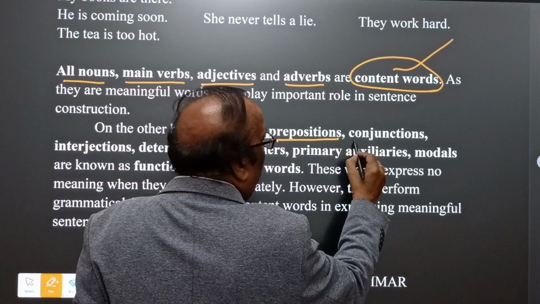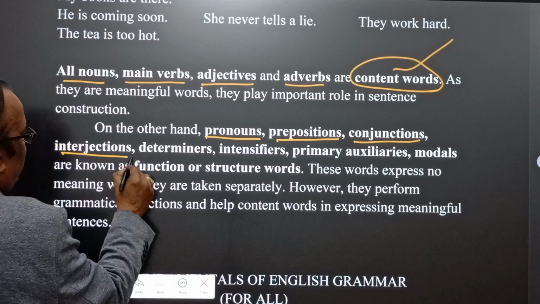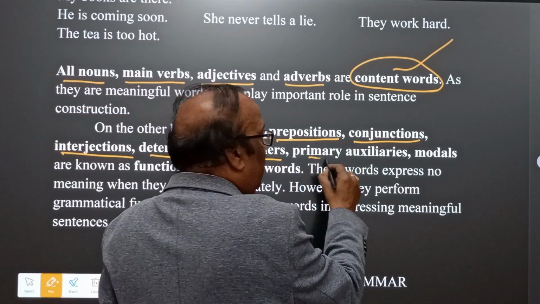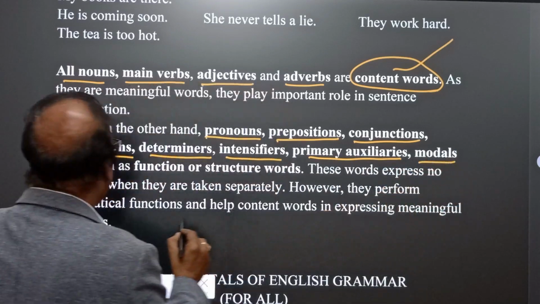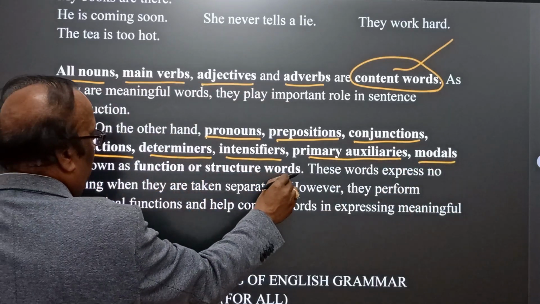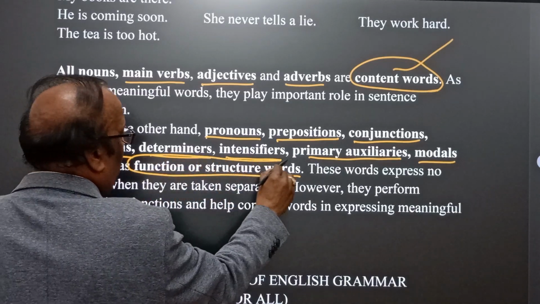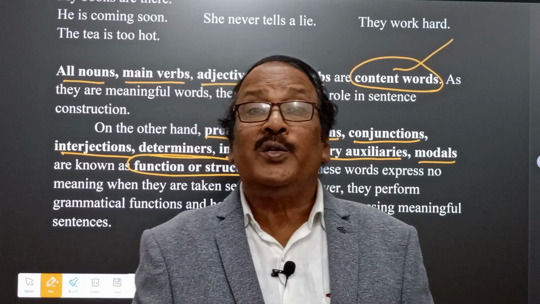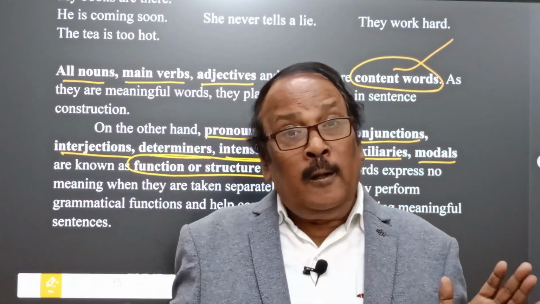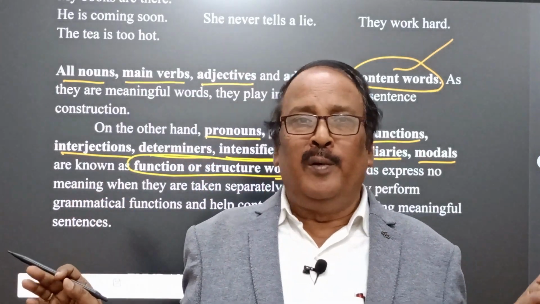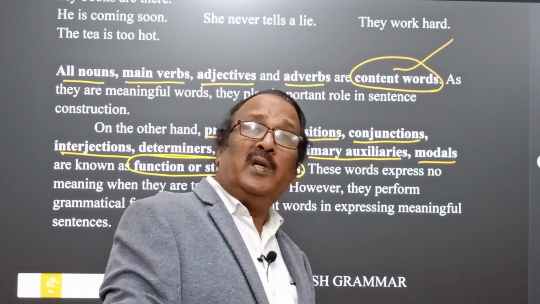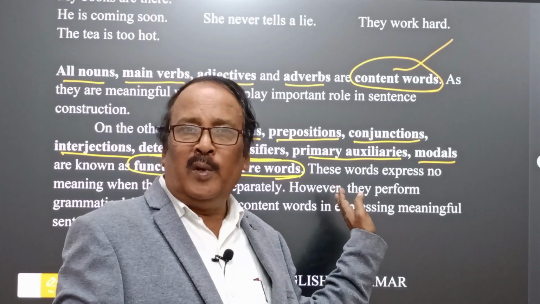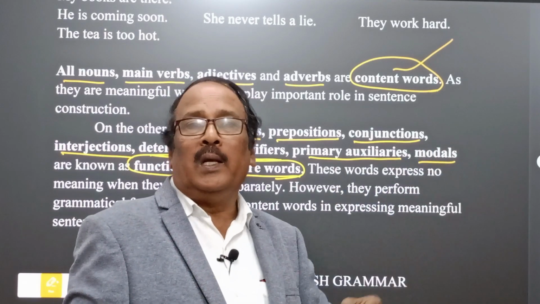Remember, again, on the other hand, pronouns, prepositions, conjunctions, interjections, determiners, intensifiers, primary auxiliary verbs, modals, these are known as function or structure words. Here we find function or structure words. It is because these words, the preposition, conjunction, interjection, modals, primary auxiliary verbs, and so on.